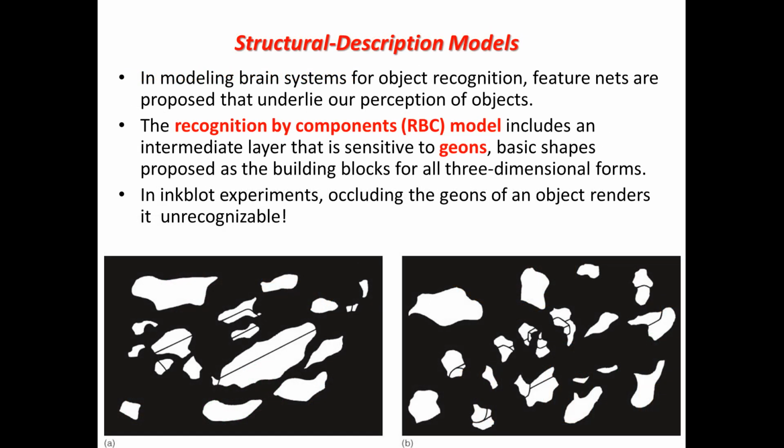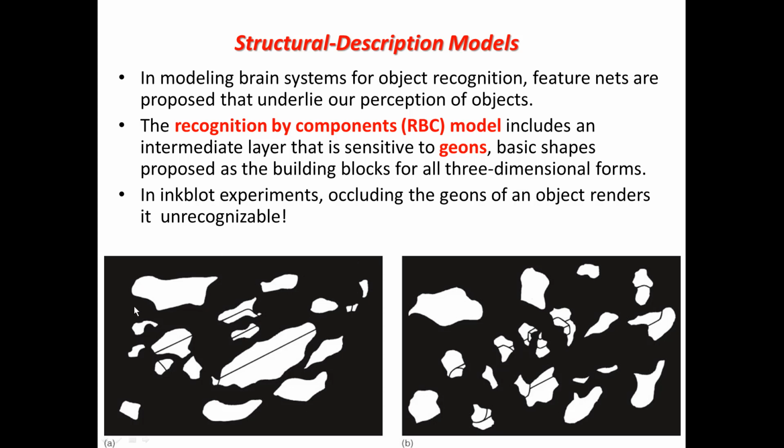And his idea was that when we recognize the geons of an object, we are able to recognize the object. And if the geons are masked, like in this example, then subjects are unable to recognize those objects. And in ink blot experiments, this has been shown to be true. Occluding the geons of an object tends to render it unrecognizable.